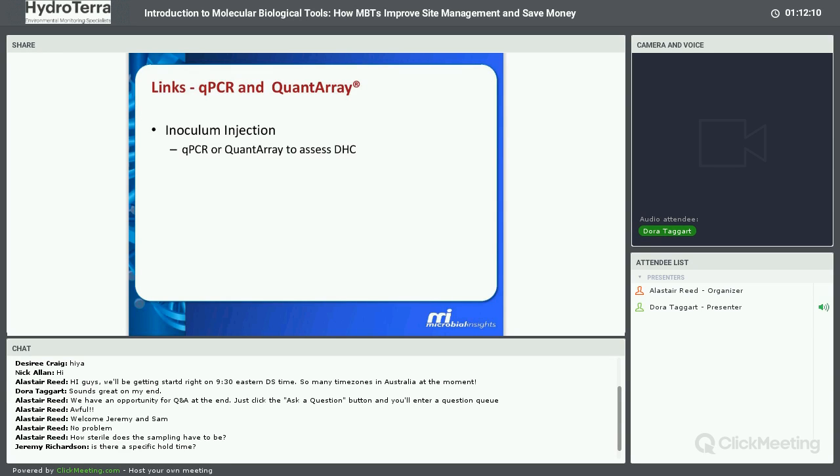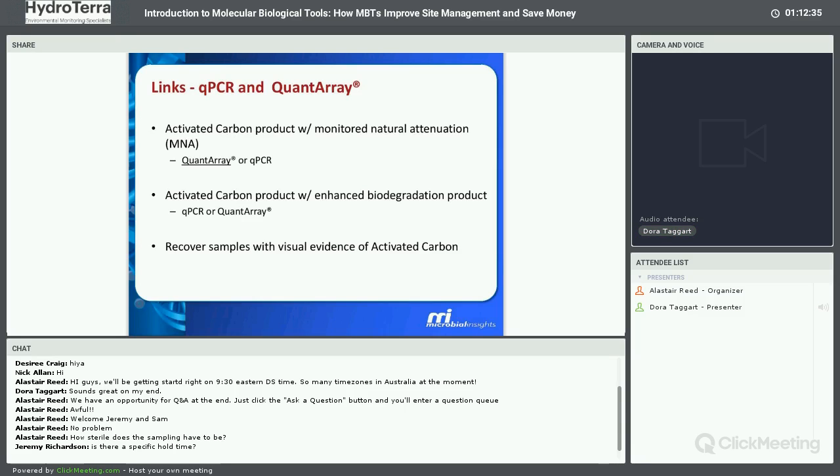qPCR and Quantarray are also great tools that we can use when we're talking about adding an inoculum. So if we're doing some type of bioaugmentation at a site. And then if we're adding activated carbon products. I've been really excited about some of the results that we've seen here in the US with some of these colloidal products that are being added into the environment. We're seeing some really enhanced degradation using qPCR and Quantarray.